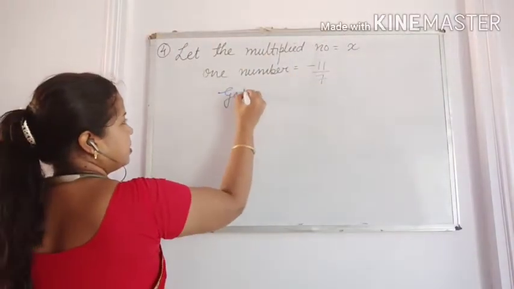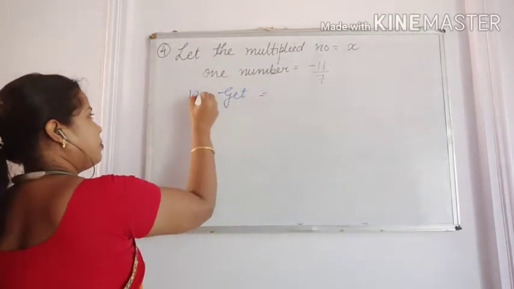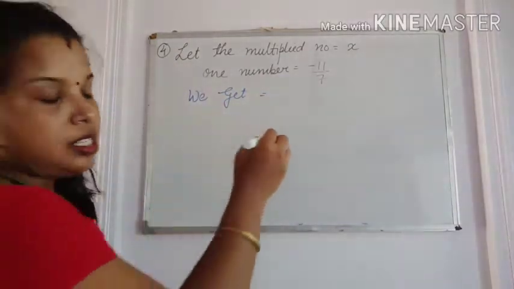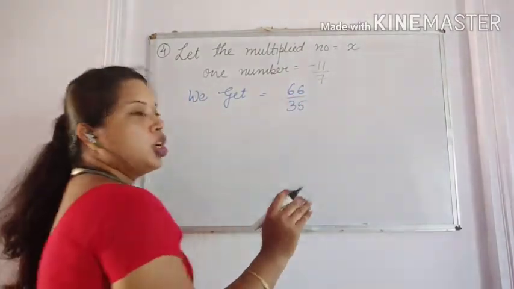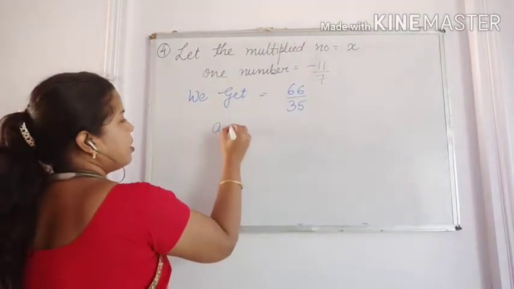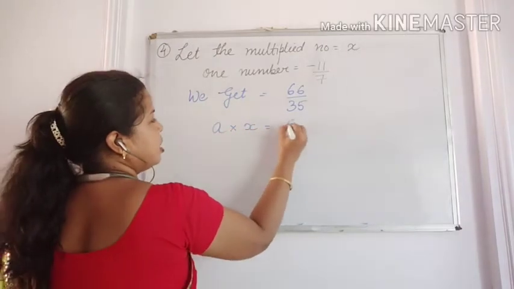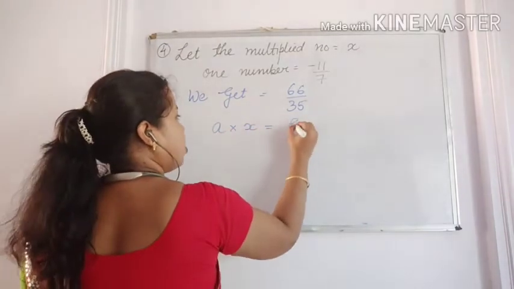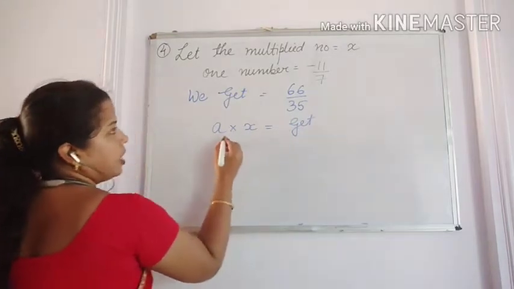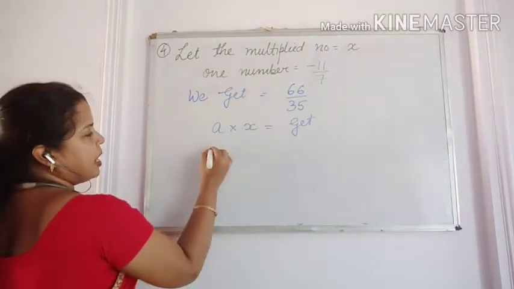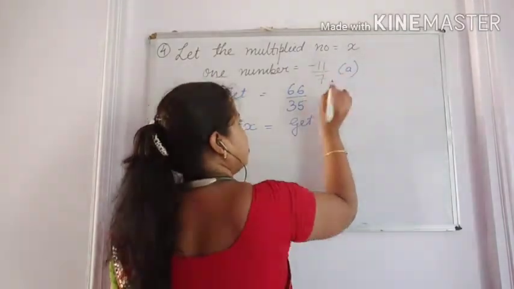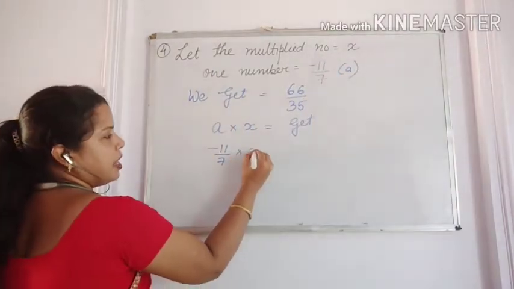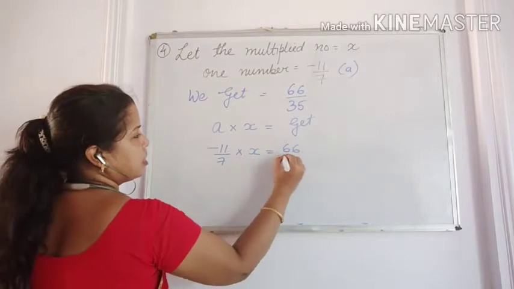Okay, the product is given, that is we get 66 upon 35. Okay, so a multiplied by x equals the product, or we can say get. Okay, a is here, minus 11 upon 7, this is your a, this is your get. Okay, multiply by x equals 66 upon 35.